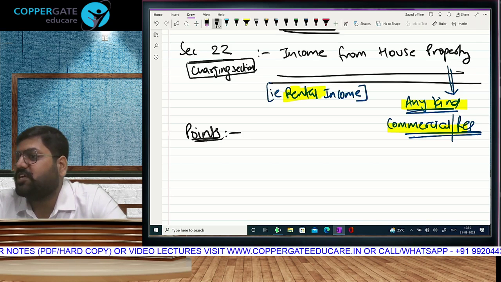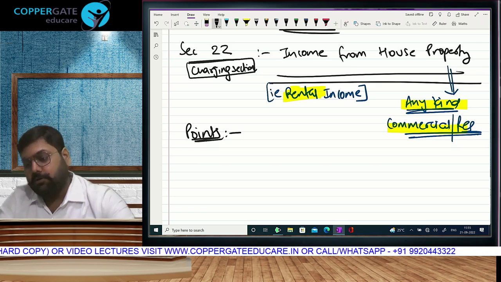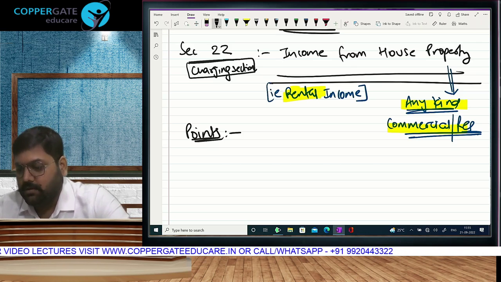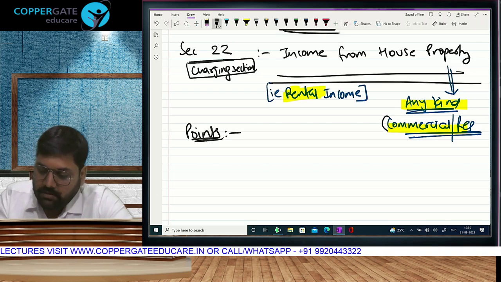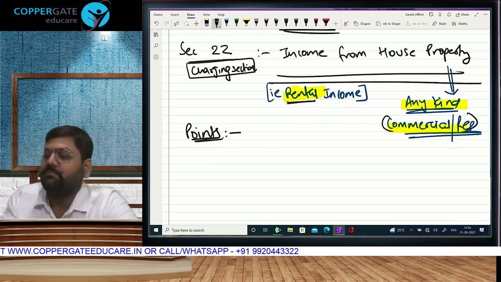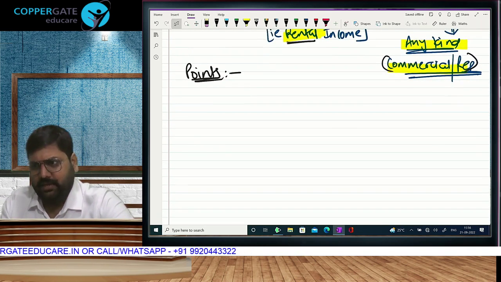Residential house, office, house property, okay. It is called house property. And then in the section they say what? Residential and commercial, both. To tax rental income, we have a separate head of income. Very small, very easy calculation.